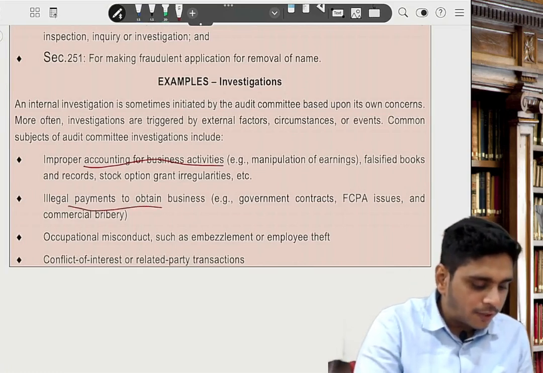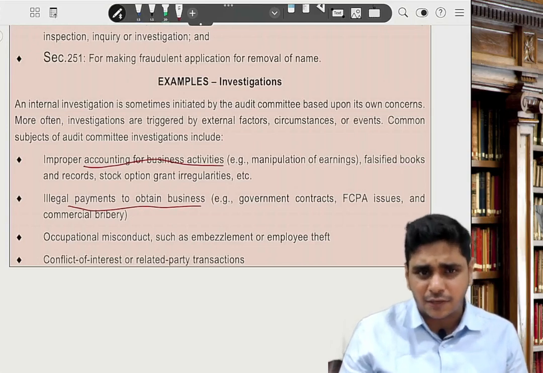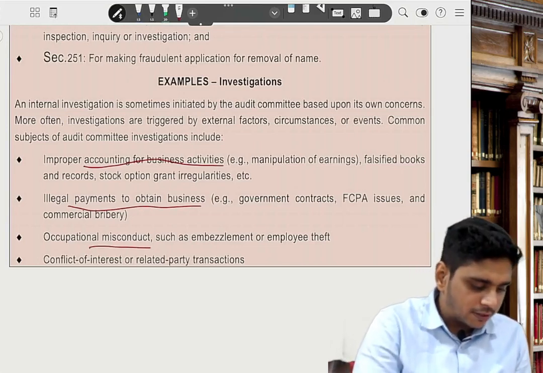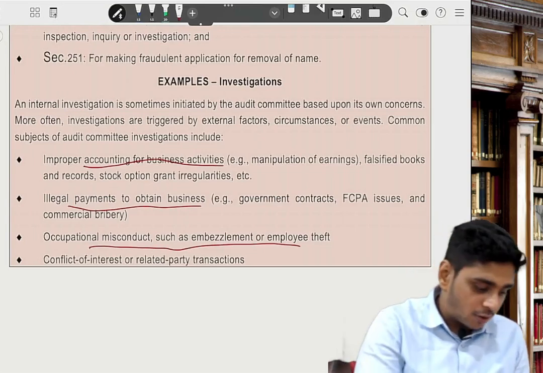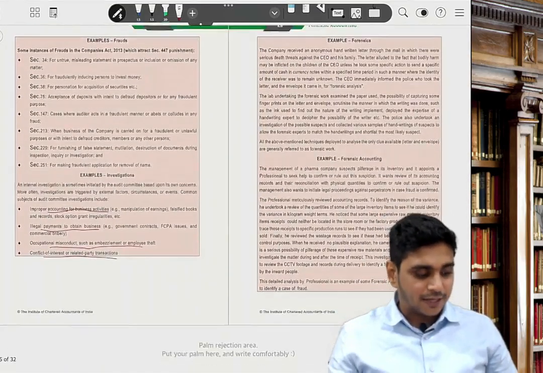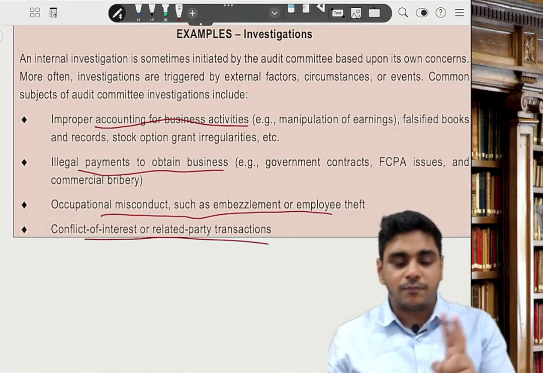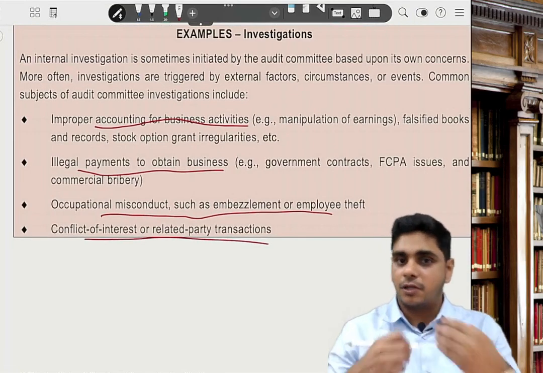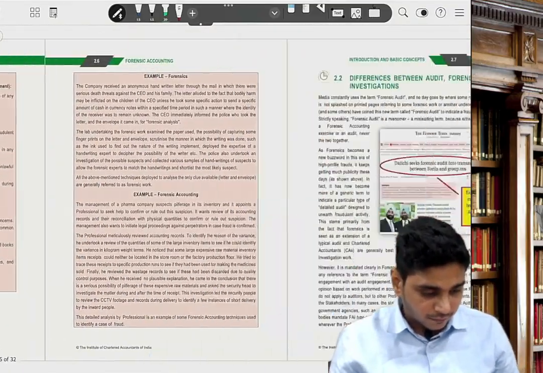Illegal payment to obtain business. Okay, government contracts, bribery you are giving, it is an investigation. Occupational misconduct such as embezzlement or employee theft has happened, investigation. Any conflict of interest or related party transaction is part of investigation. Okay, 4 examples are there: improper accounting of business activity, illegal payment to obtain business, occupational misconduct, conflict of interest or related party transactions. So these are the examples of investigation.